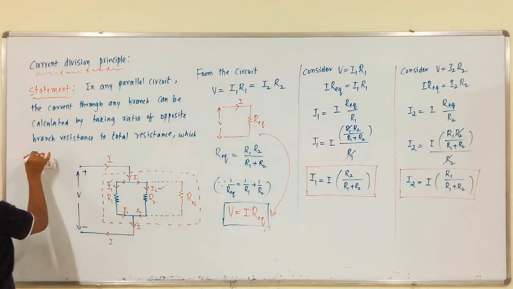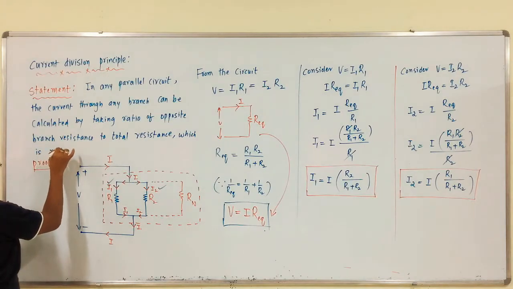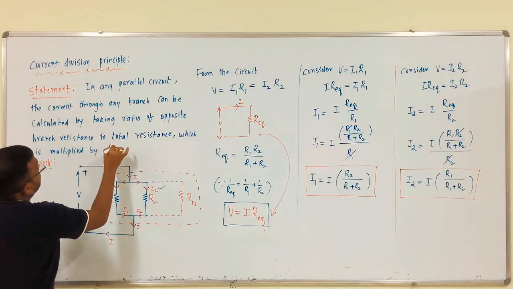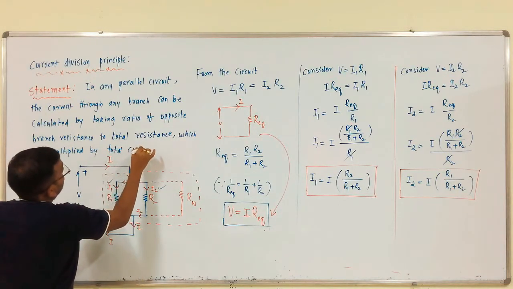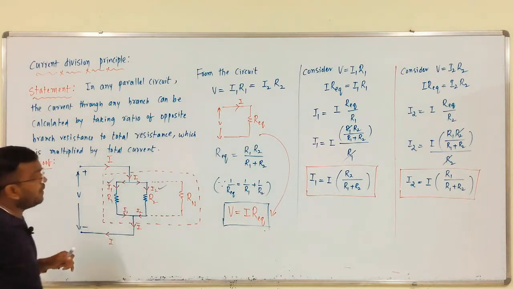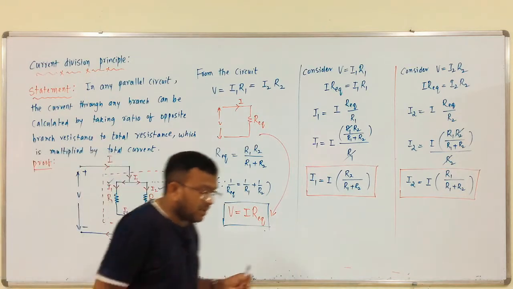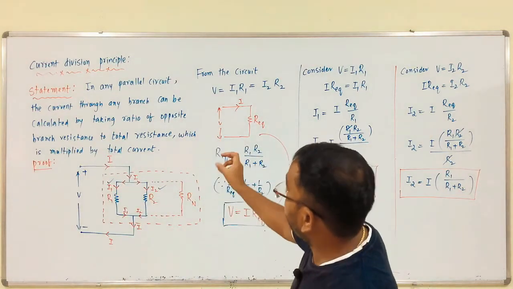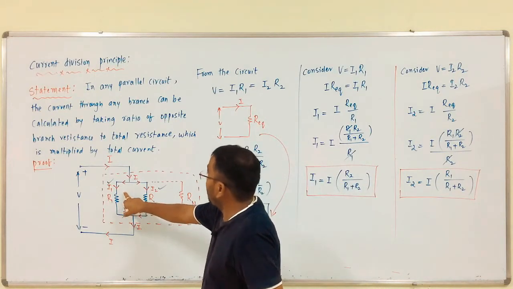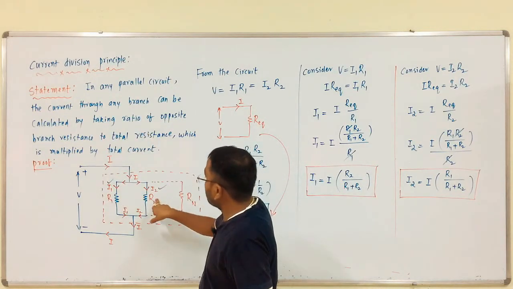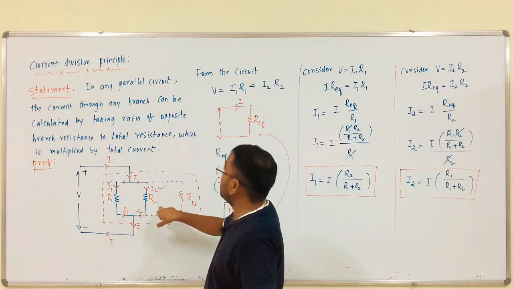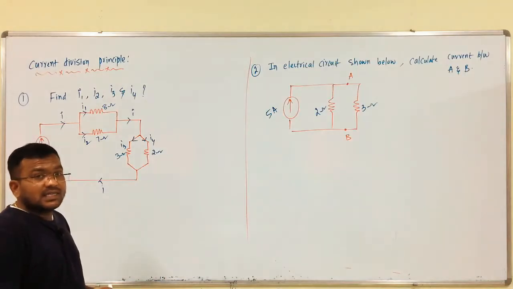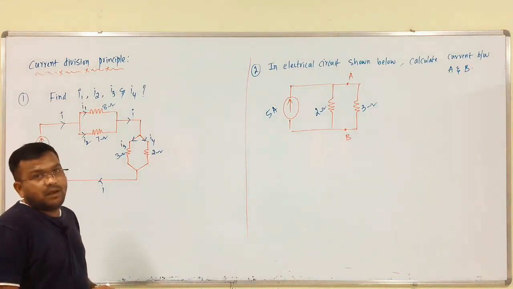Which is multiplied by total current. That is it. This is the statement of the current division principle. That is, in any parallel circuit, the current through any branch can be calculated by taking the ratio of opposite branch resistance to the total resistance, which is multiplied by total current. Now, we have to discuss some problems based on the current division principle.